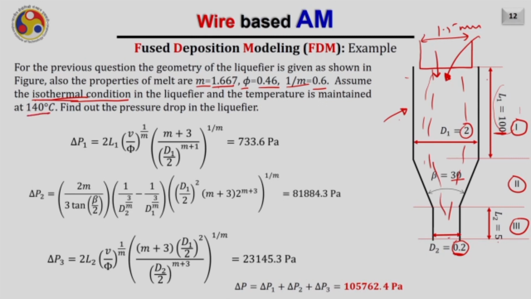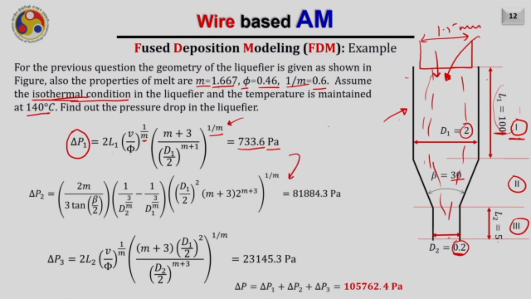Now it is asked, find out the pressure drop in the liquefier. So the pressure drop in the liquefier in zone 1 will be equal to 2L1, the average velocity inside the liquefier divided by fluidity, to the power 1 upon m, that is nothing but the flow exponent, into m plus 3 divided by (d1 by 2) to the power m plus 1, to the power 1 upon m. As a result, if I solve this equation by putting these values, I will get the pressure drop required in zone 1 to be equal to 733.6 Pascal.